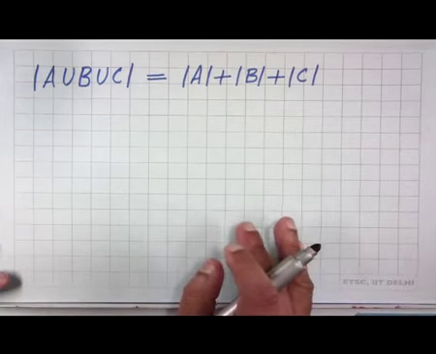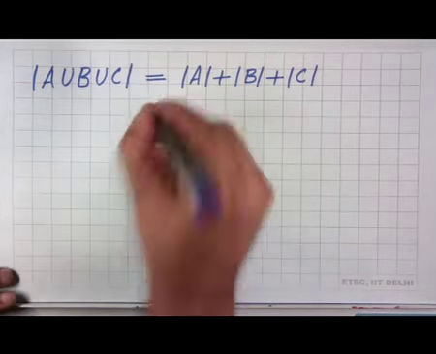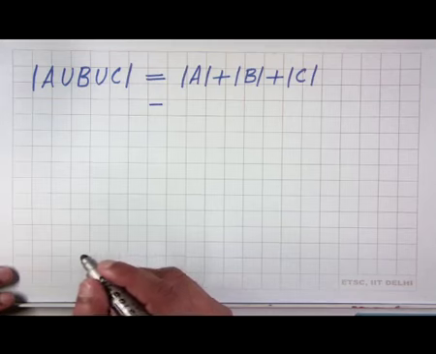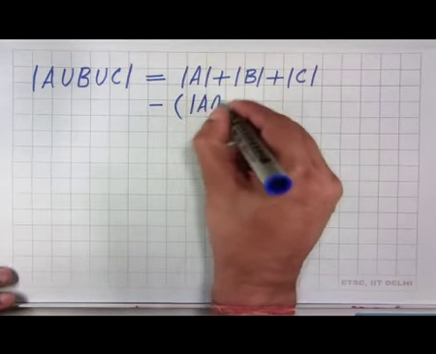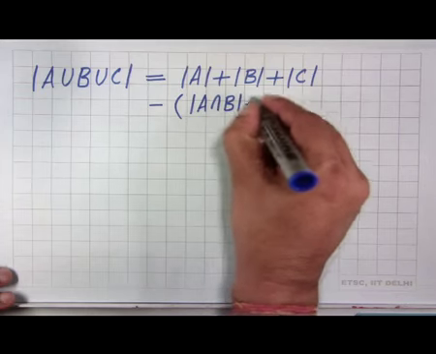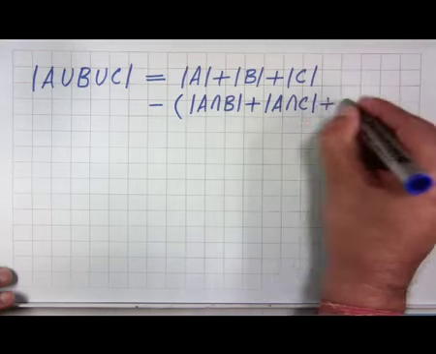These are the terms that involve the sets taken 1 at a time. I will write the next level below, put a bracket here, take the sets 2 at a time, A intersect with B, A intersect with C, and B intersect with C.